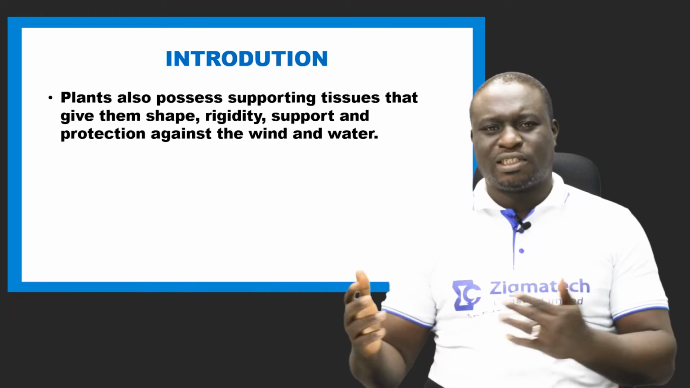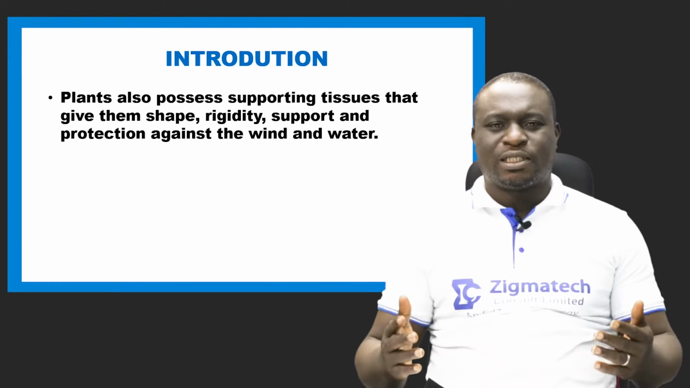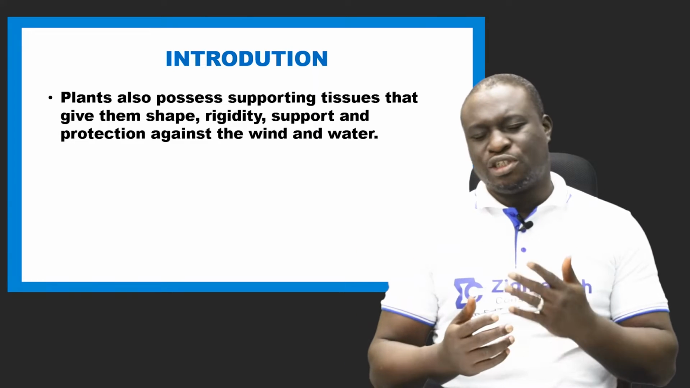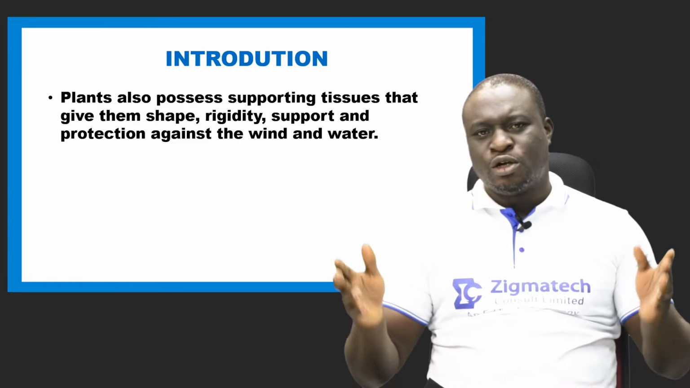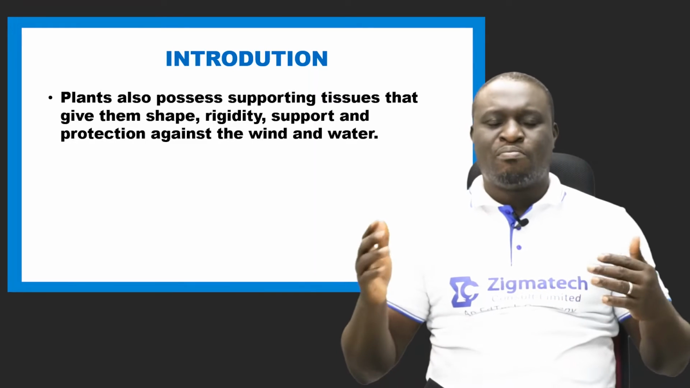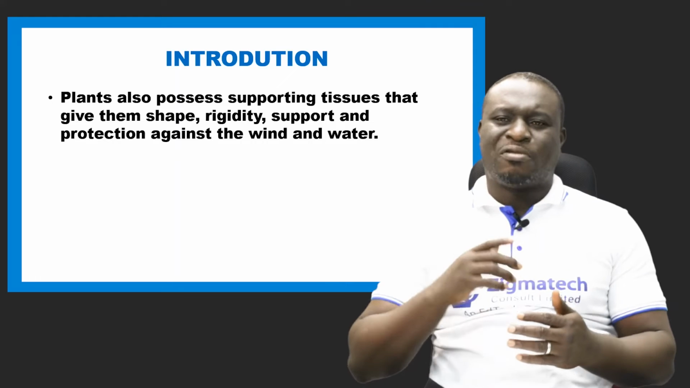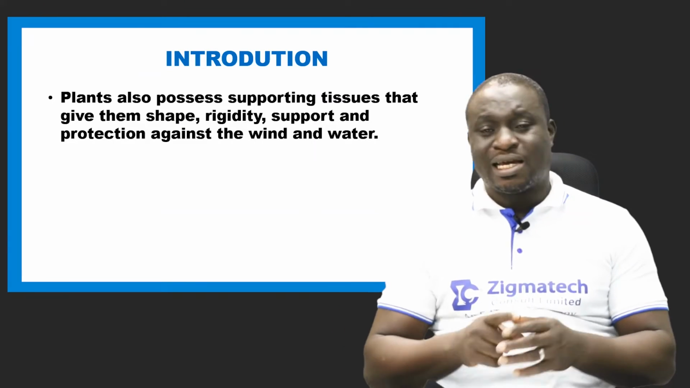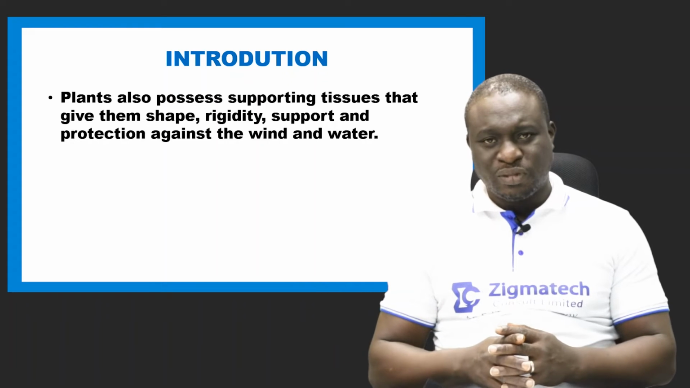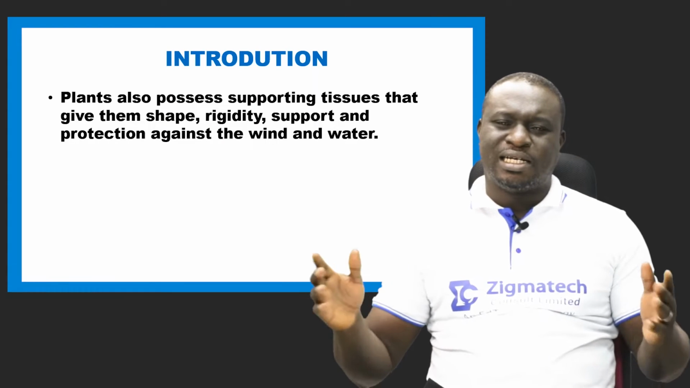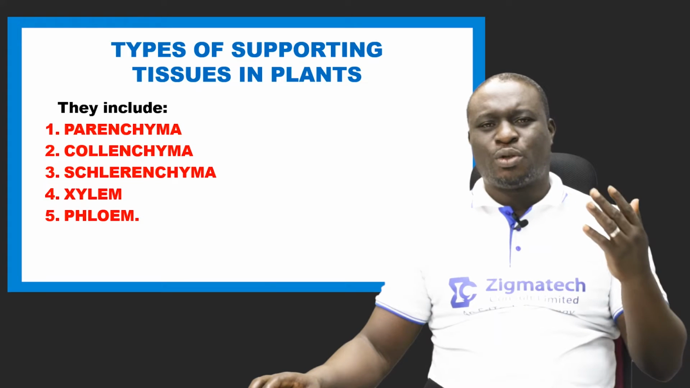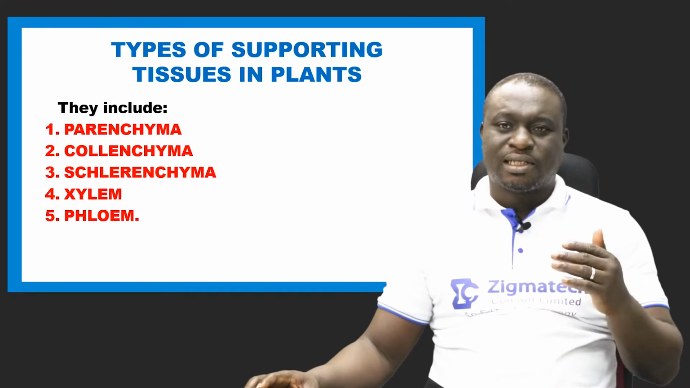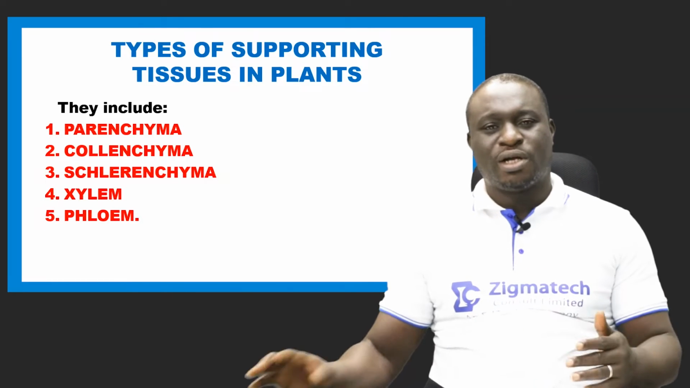Remember, I just said before we started the specific objectives, that just as animals have the skeleton to provide support, rigidity, protection, and give shape to the body of the organism, plants also have tissues that provide shape, rigidity, support, as well as protection against wind and water to the plant. And these are the things we're going to be looking at in this particular class. We're going to be looking at the types of supporting tissues that are found in plants.